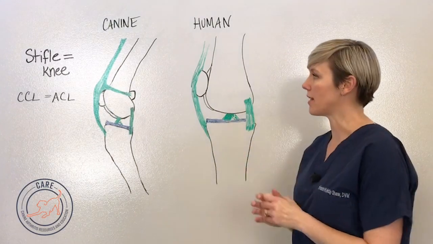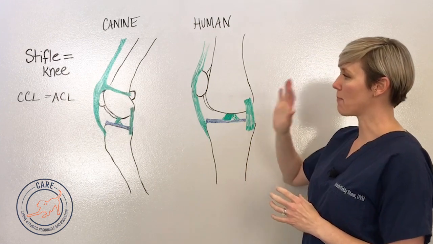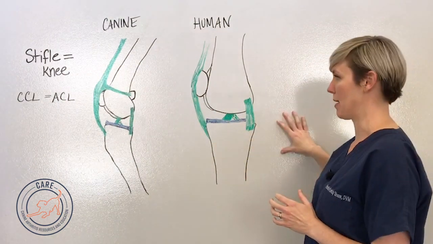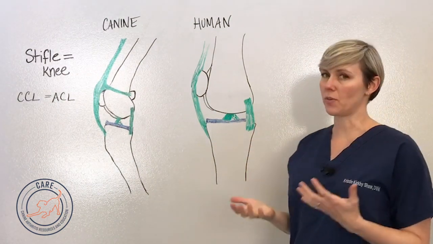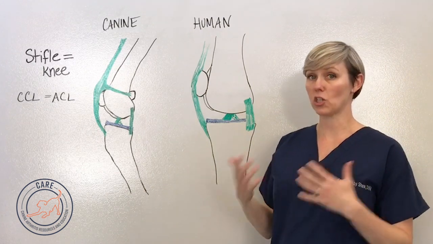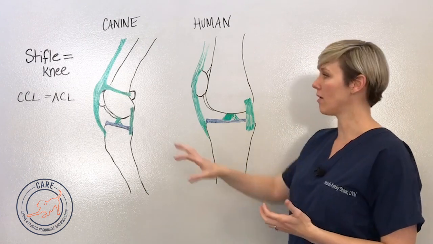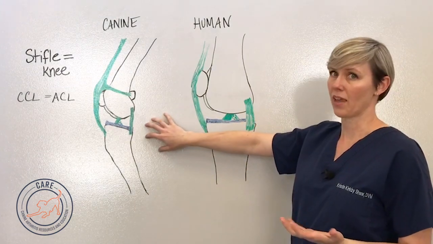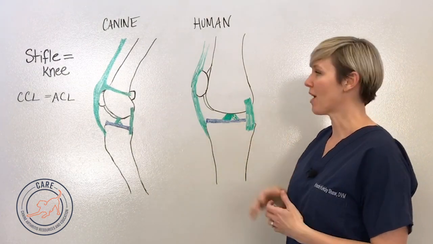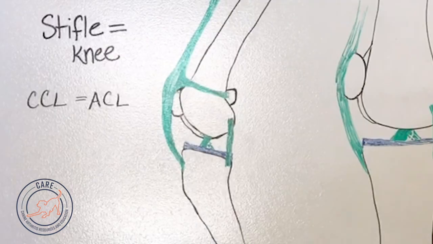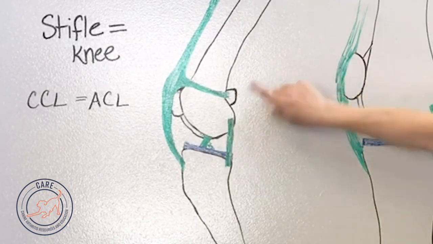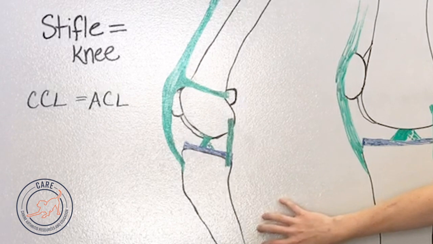So just starting with the anatomy, I would like to compare a dog knee to a human knee. There are a couple of fundamental differences between dog knees and human knees. The first one is literally just what we call it. We call the dog knee a stifle and a human knee a knee. But essentially they're the same structure. They're where the femur bone, or thigh bone, meets the tibia, or the shin bone.